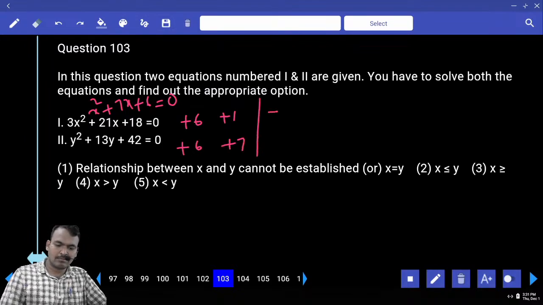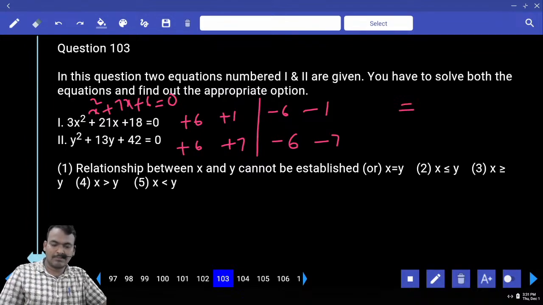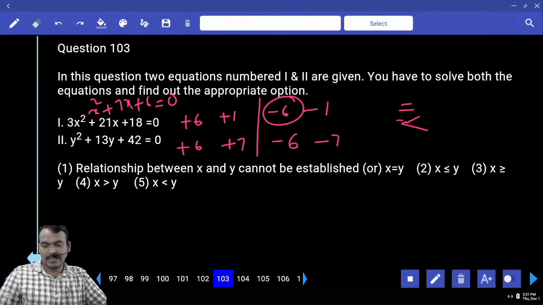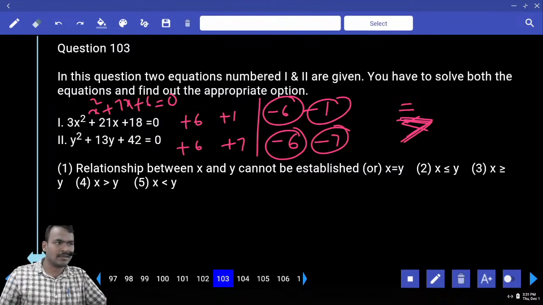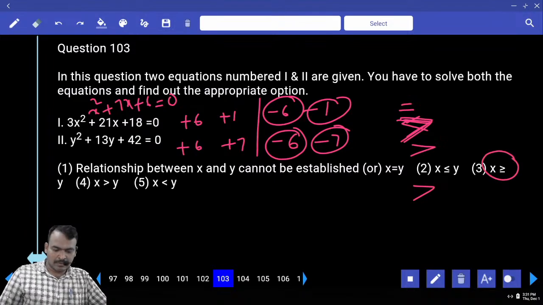What are the final roots? Minus 6, minus 1, minus 6, minus 7 or not? Minus 6 compared to minus 6 equal, minus 6 compared to minus 7: less than or greater than? Greater than. Minus 1 compared to minus 6, greater than. Minus 1 compared to minus 7, greater than. Then the answer is x greater than or equal to y.